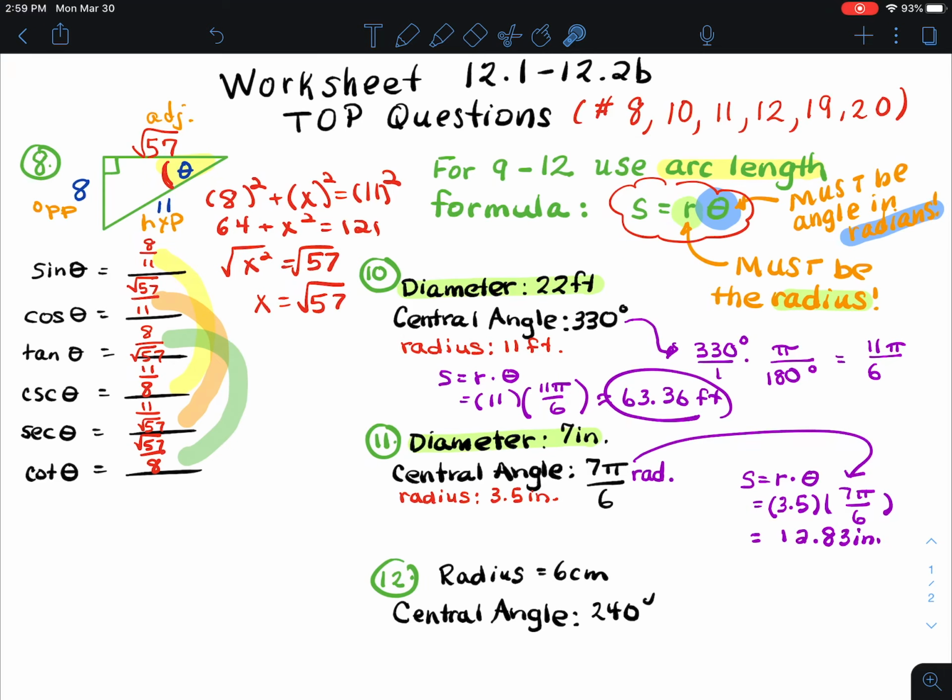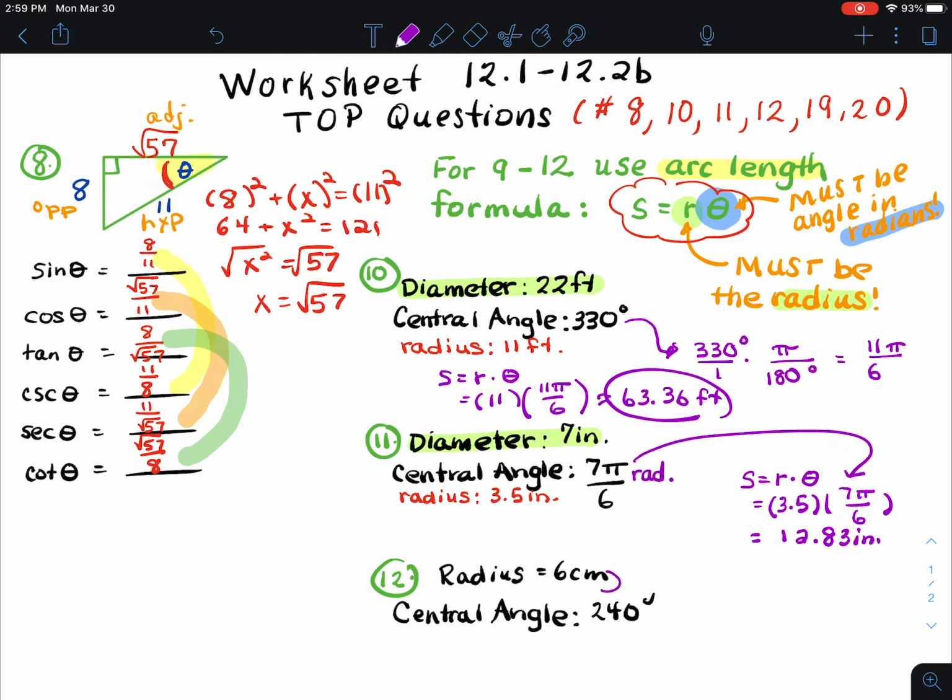Even if you were struggling with number 9, you can go back and see that number 9, thankfully they gave you the radius, so that's good. But on number 9, you can see the angle is in degrees, so it's going to be on you to change that from degrees into radians. So let's look at one more, number 12.